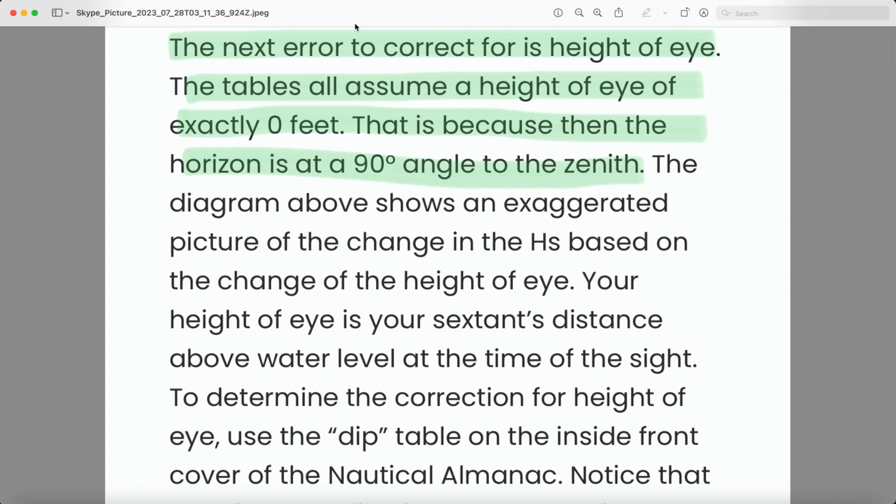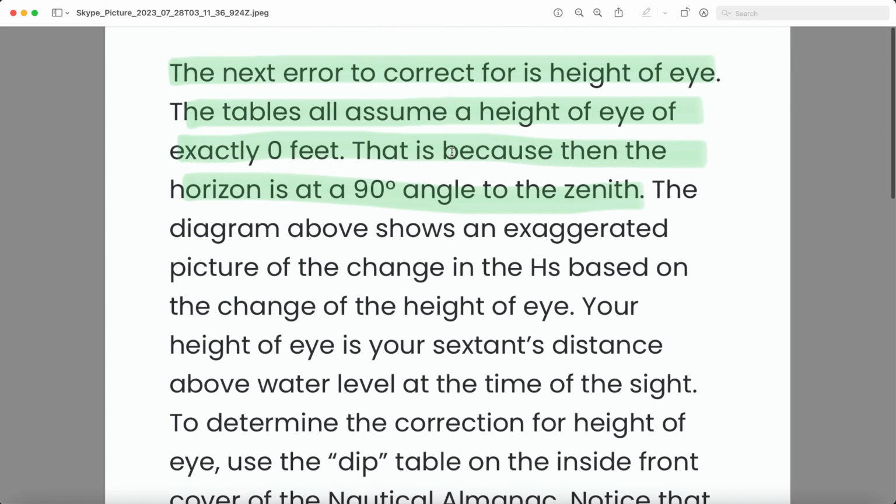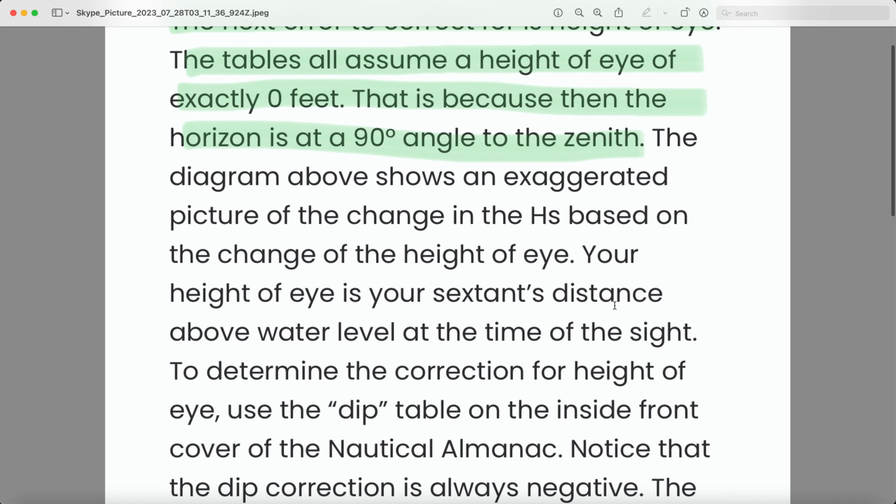So I'm going to read out some citation for the dip correction. The next error to correct for is height of eye. The tables all assume a height of eye of exactly 0 feet. That is because then the horizon is at a 90-degree angle to the zenith. The diagram above shows an exaggerated picture of the change in the HS based on the change of the height of the eye. Your height of eye is your sextant's distance, right? This is important. Is your sextant's distance above water level at the time of the sight, right?